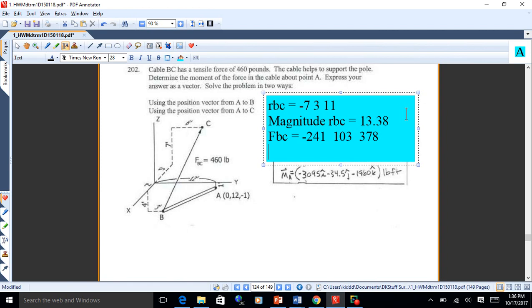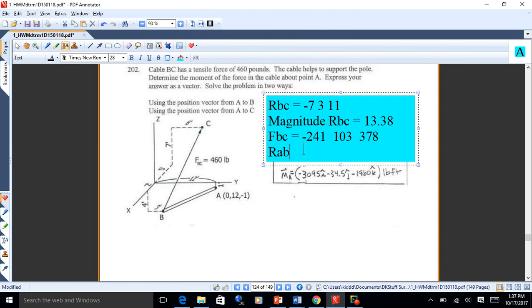Once you've got that, what you want to do then is find position vectors that you can cross to find the moment. You could use the position vector from A to B and also from A to C. I'd like you to do it both ways just to get some practice at it. So you could use R from A to B. And I'll just call that capital R, even though you don't use capital R's for position vectors, just so we can tell what I'm doing here.